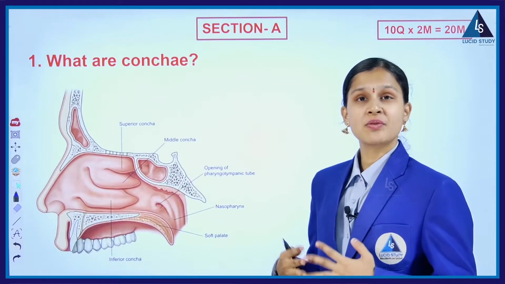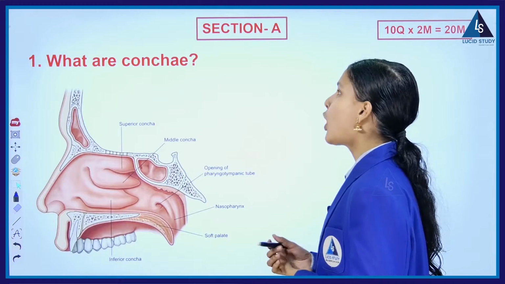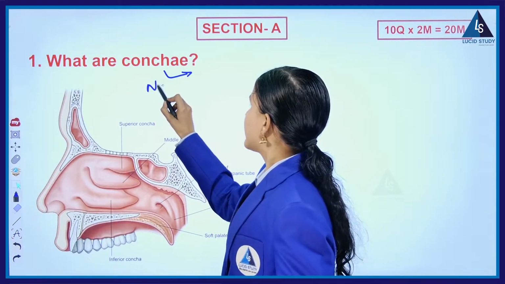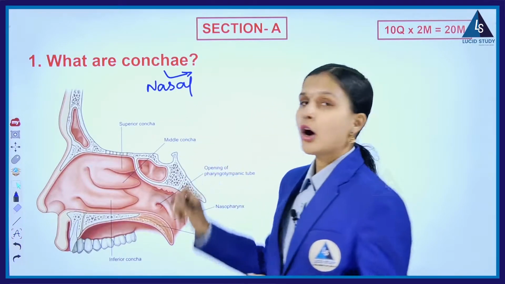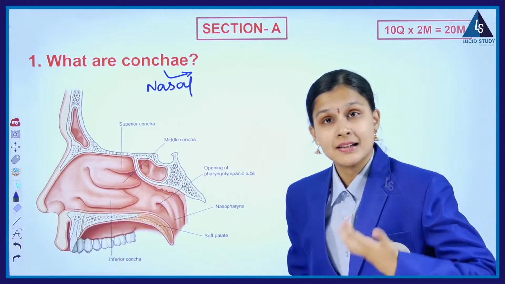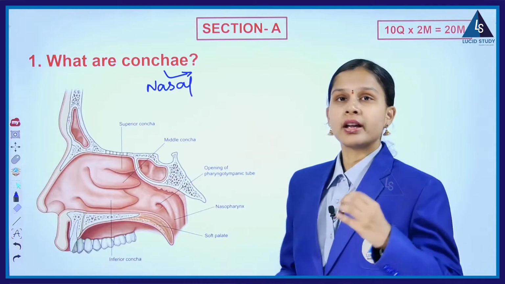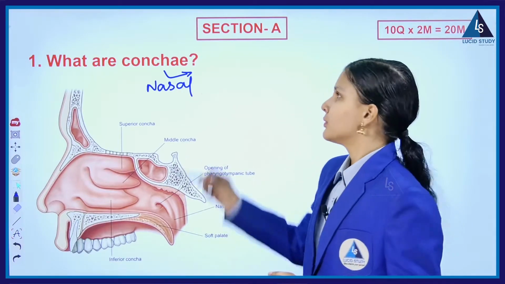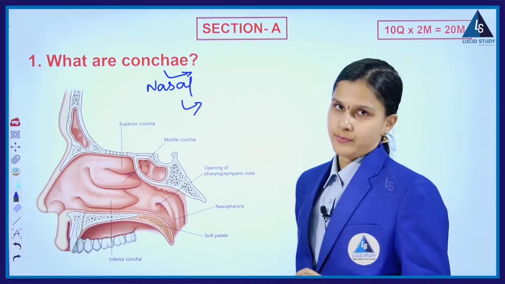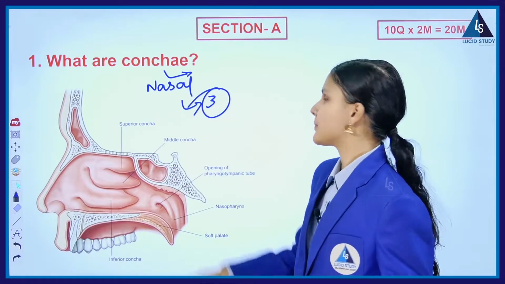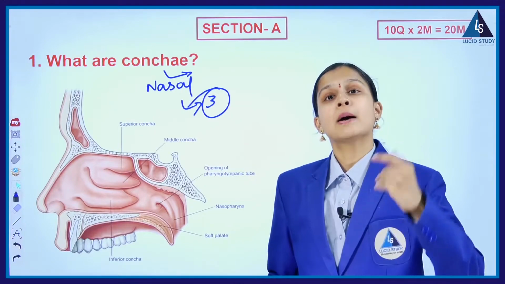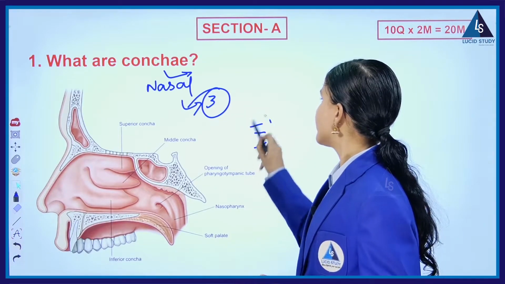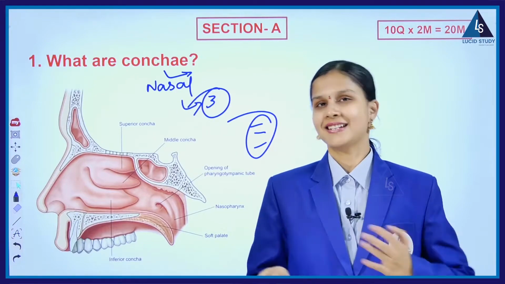So the first question which is there in section A is what are concha? So here nasal conchae, they will be usually projecting out from the lateral walls of the nasal cavity. So these nasal conchae are also called turbinates. So the nasal conchae are of three types. So how many types? Three types. They are inferior, middle and superior. So these 3 points if you write under this answer, it is enough.